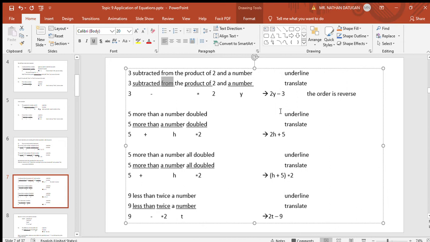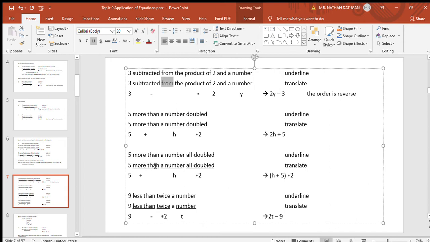Now let's have another one. 5 more than a number doubled. So more than is a keyword, a number is a keyword, and doubled is a keyword. Now let's translate. More than is addition. A number is some kind of variable. And doubled, are we going to add 2 to that? If you double something, do you add 2? No, right? We multiply it twice, or you multiply it by 2.